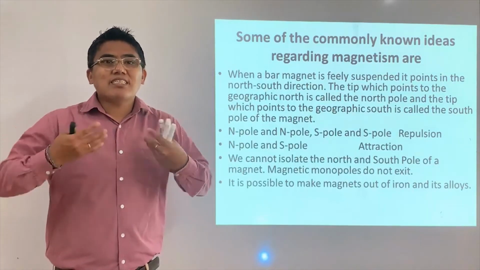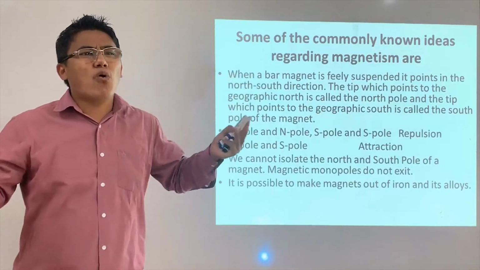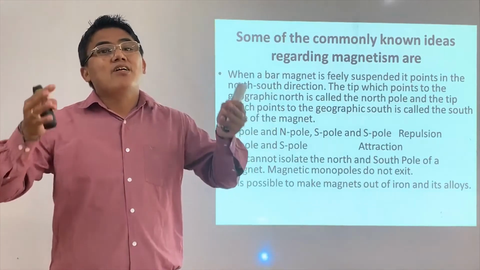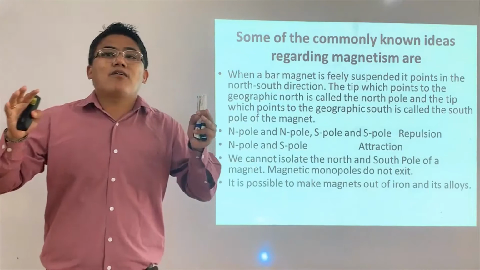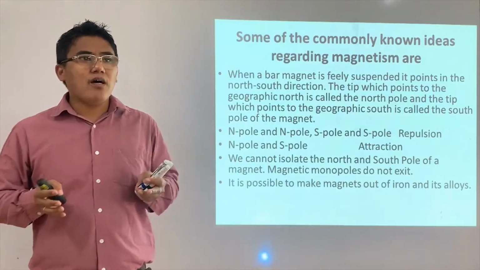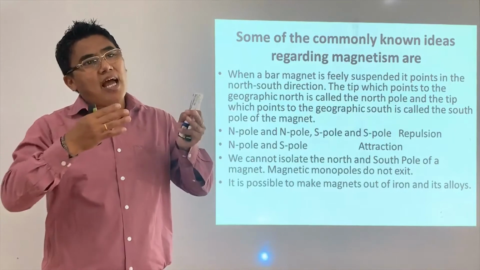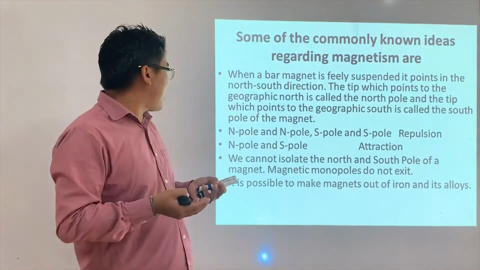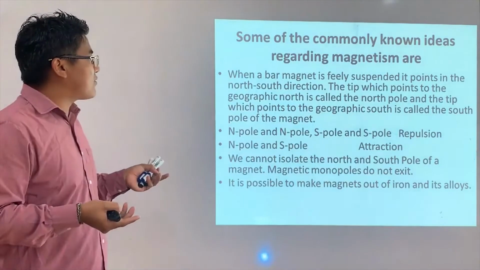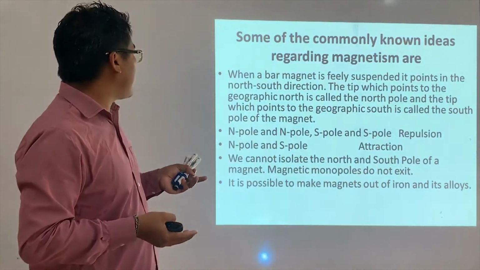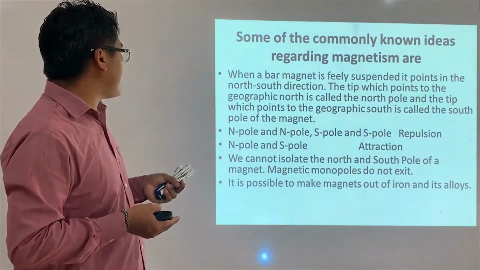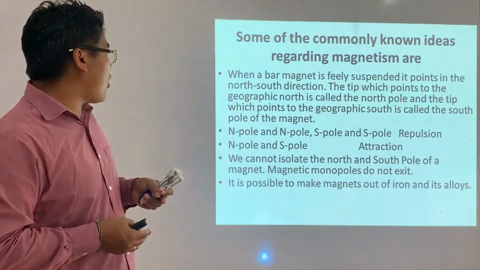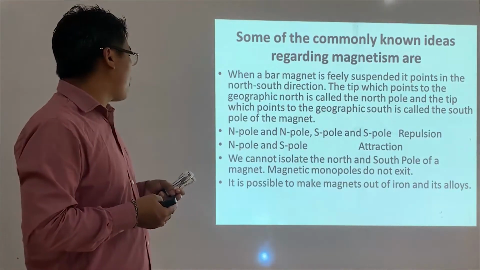This gives us an idea that there is some force which lets all the bar magnets align in that direction, and later people came to know that this force is none other than the earth's magnetism. So when a bar magnet is freely suspended, it points in a north-south direction. The tip which points to the geographical north is what we call the north pole, and the tip which points to the geographical south is called the south pole of a magnet.